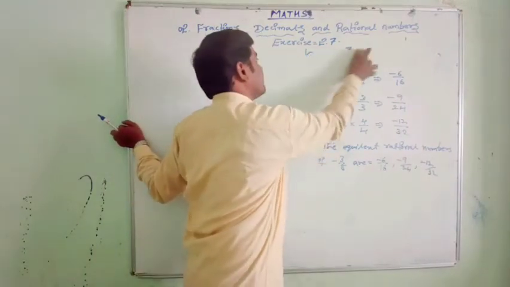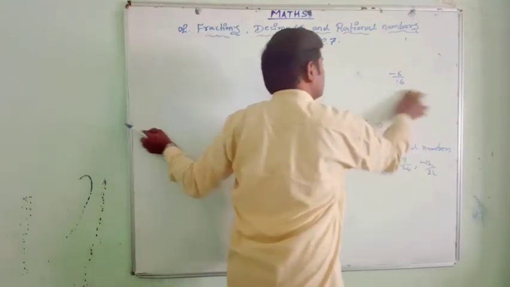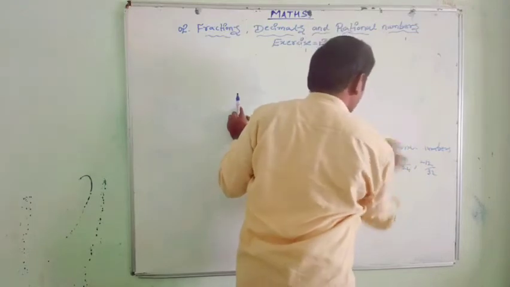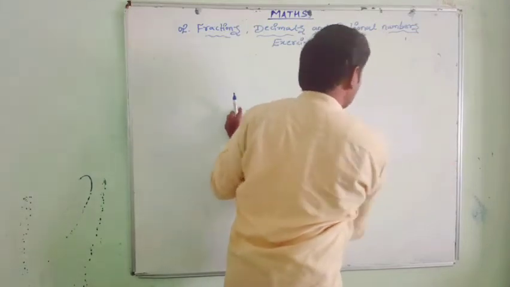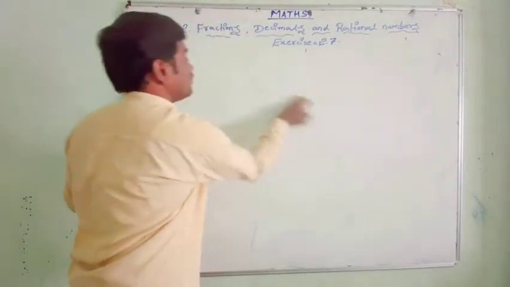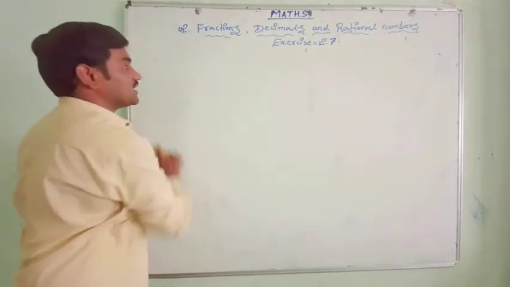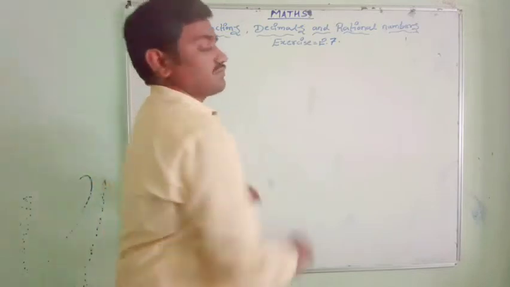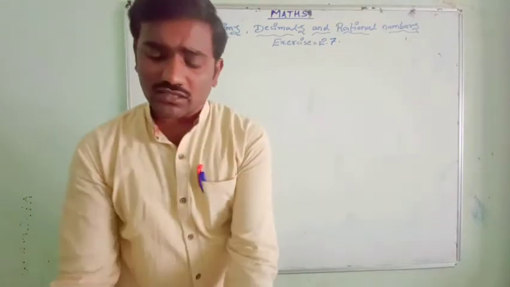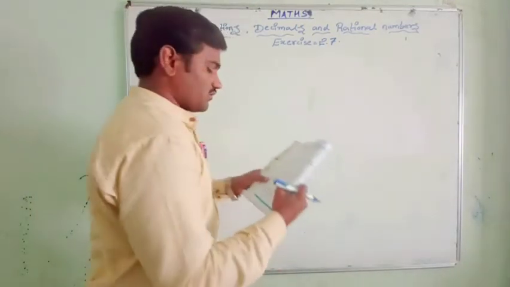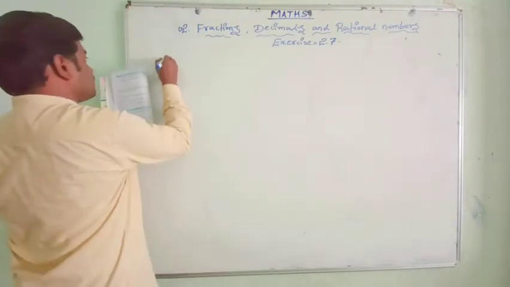So we have to take a given rational number and multiply the same number to the numerator as well as to the denominator. If you multiply the numerator and denominator with the same number, you will get equivalent rational numbers or equivalent fractions. Here we are discussing rational numbers, so we use the term only rational numbers.